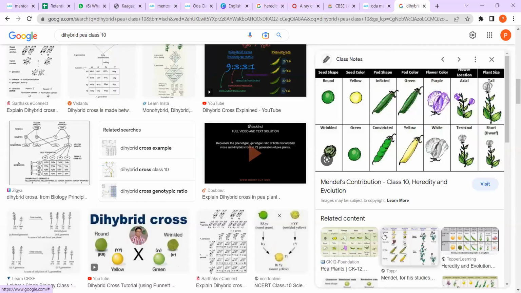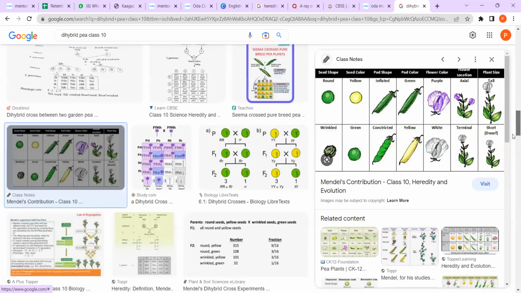All of you can see now. This one is totally round, but green in color, right? This one is round and yellow in color.